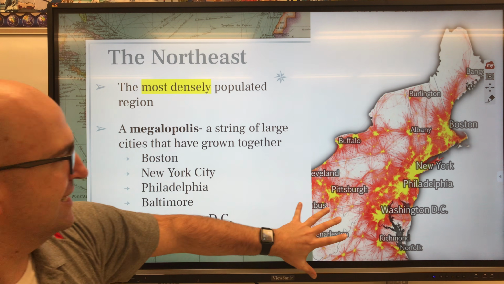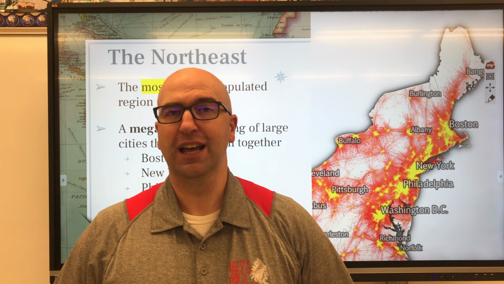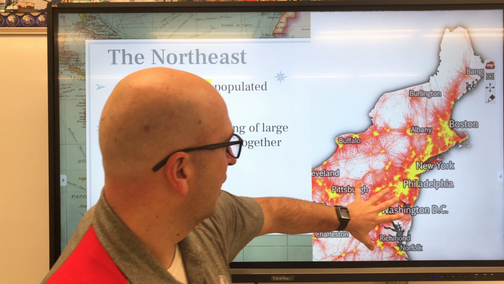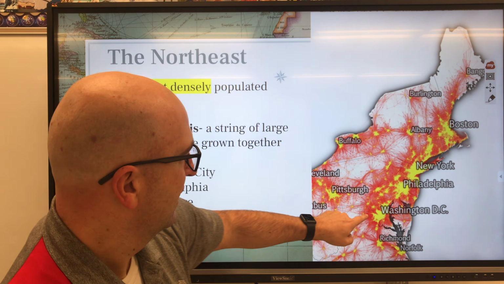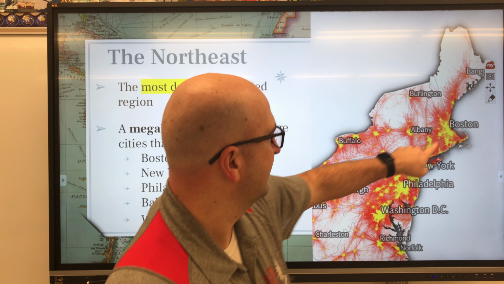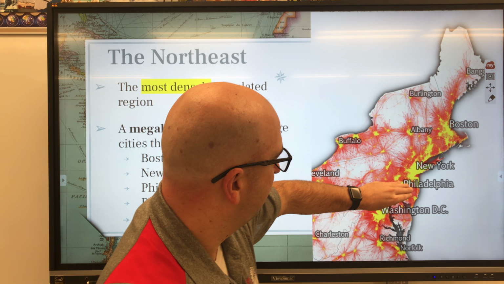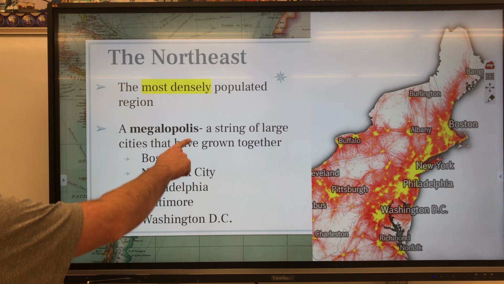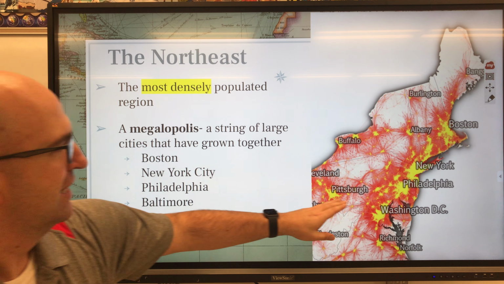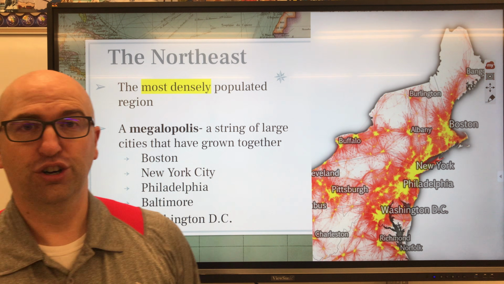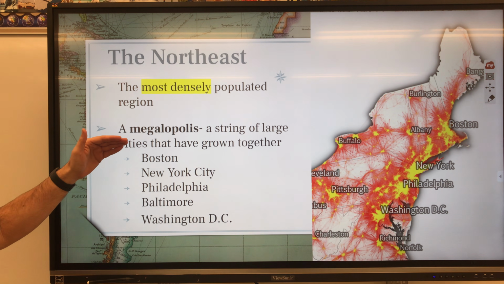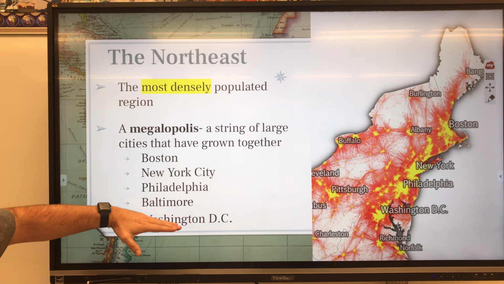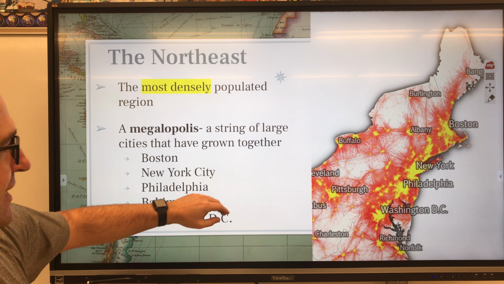The Northeast is the most densely populated region in the United States because it contains a lot of big cities. Right here from Washington, D.C. to Boston is a very urban area. In fact, that area we call a megalopolis, a string of large cities that have all just grown together. So from Boston the whole way down to Washington, D.C., it ties in some of our bigger cities in the United States.